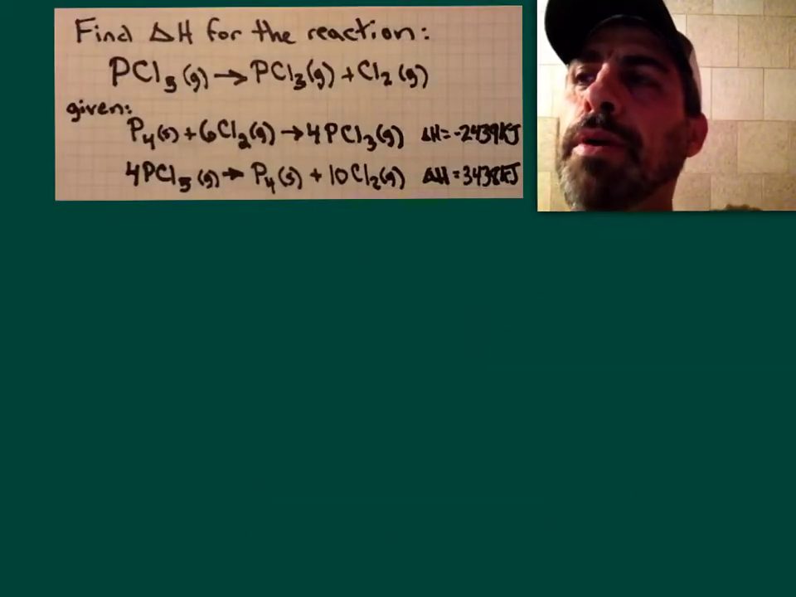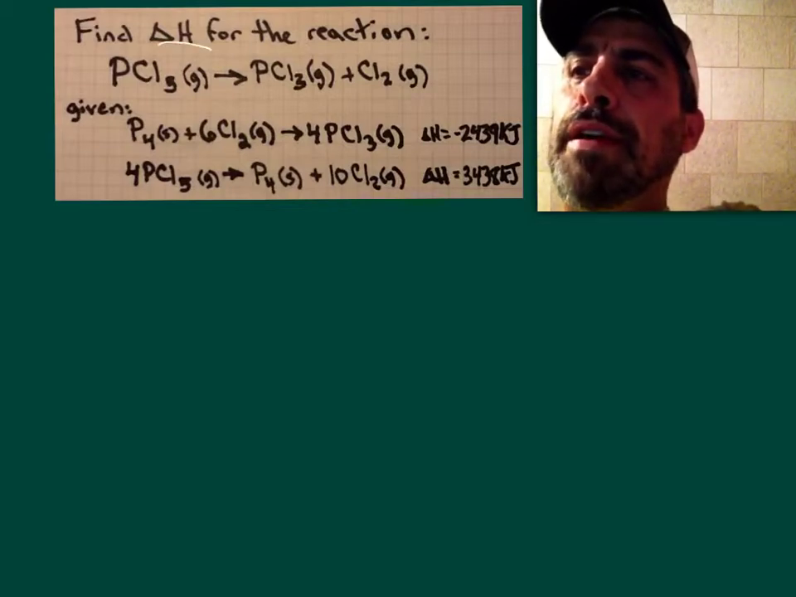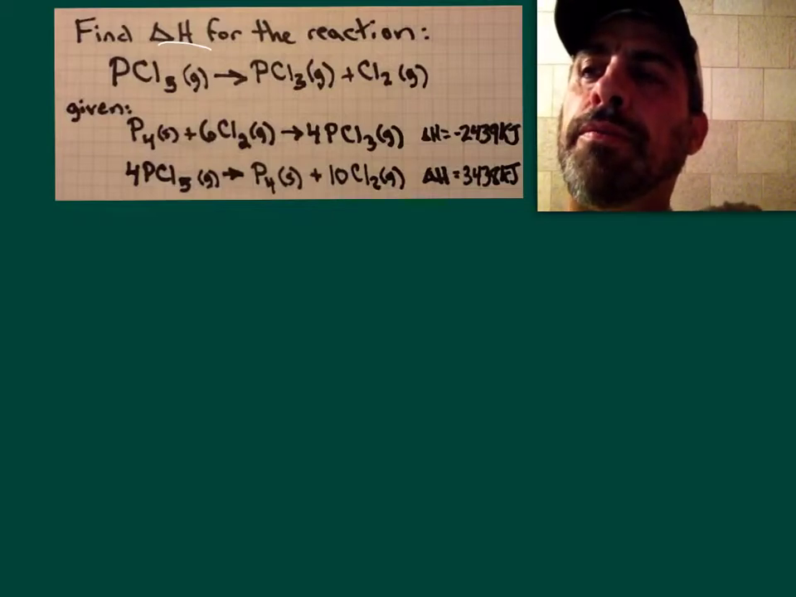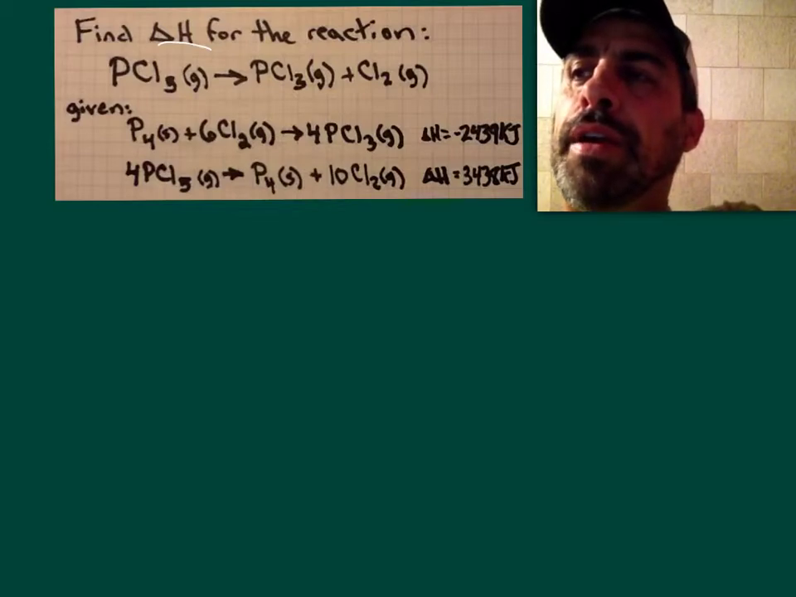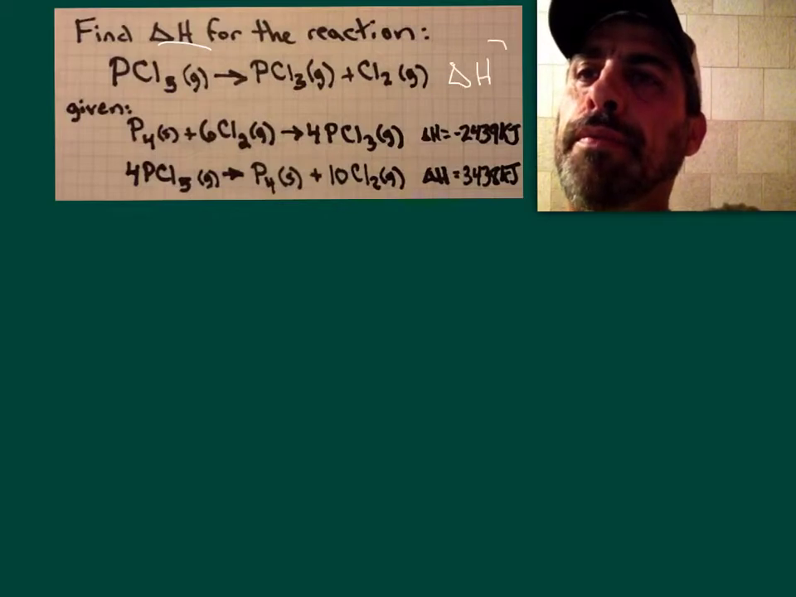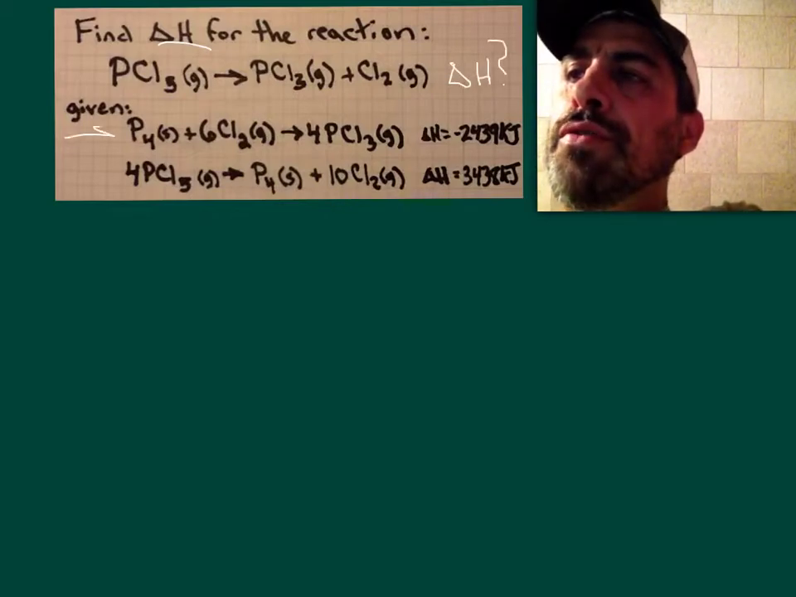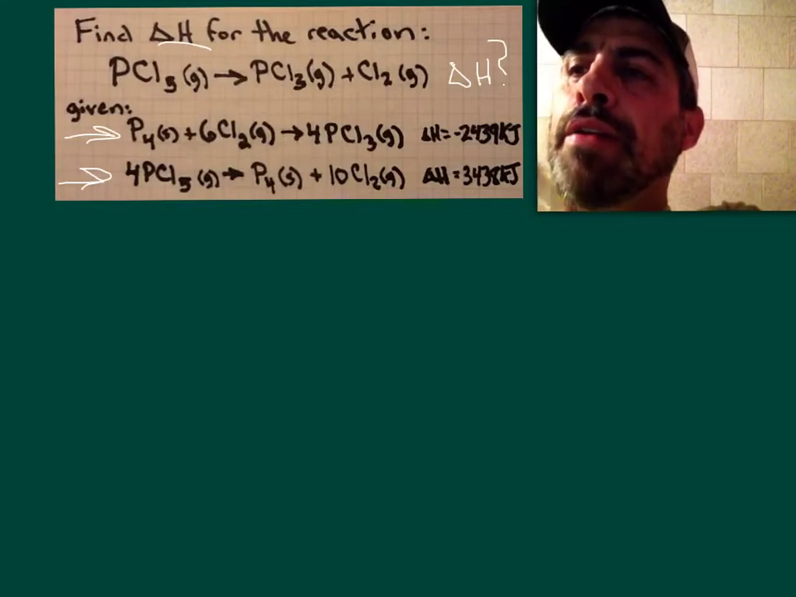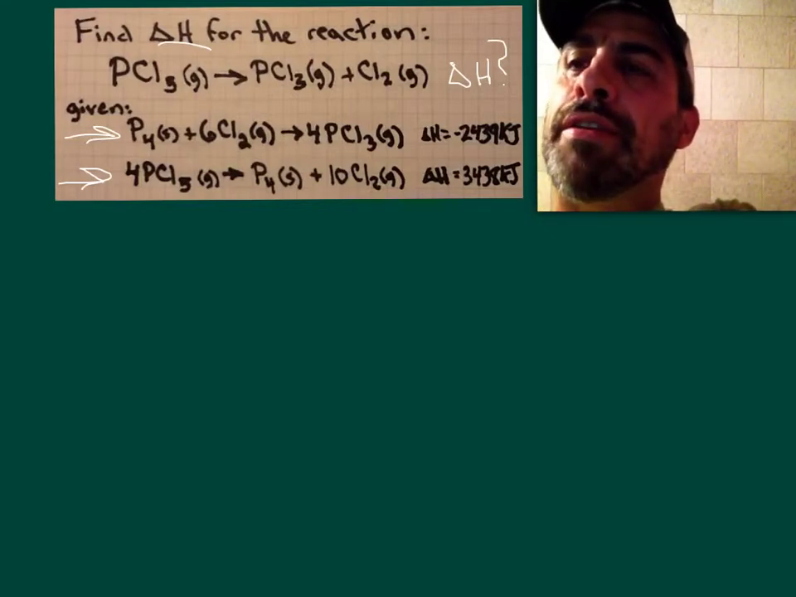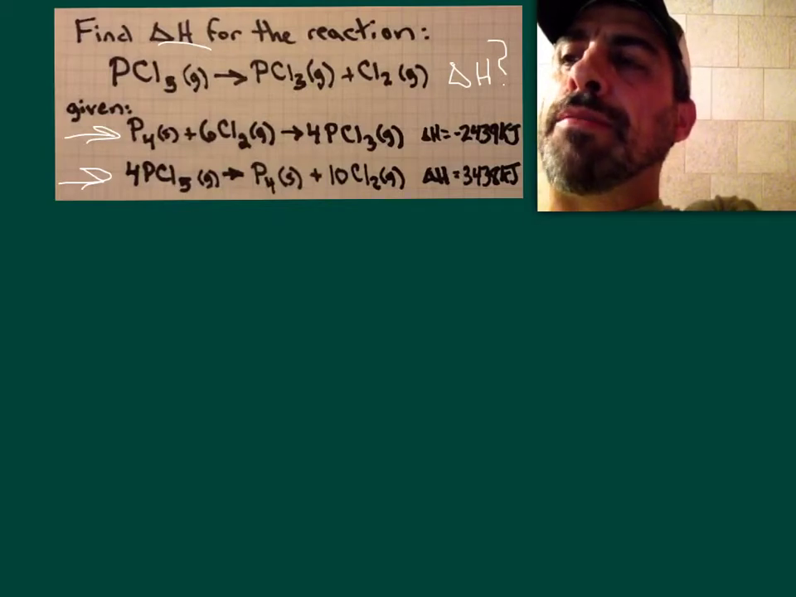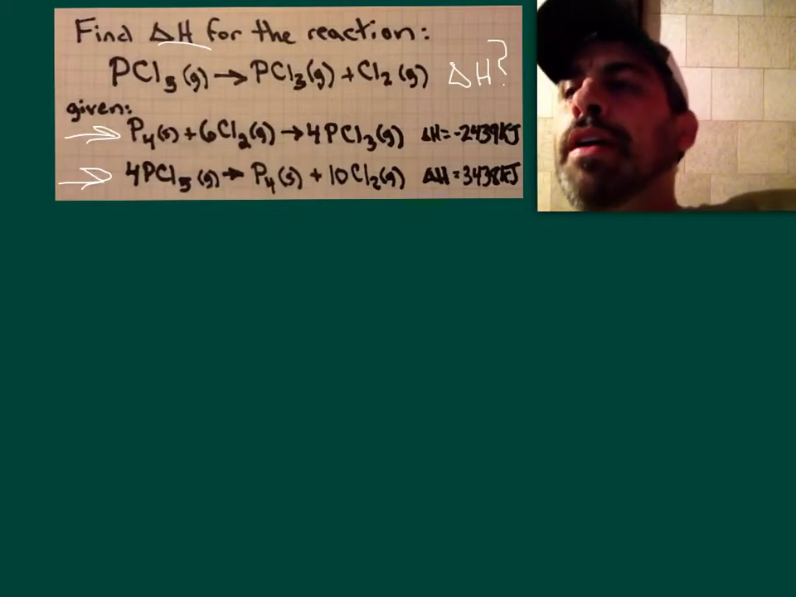Alright, so here's an example problem. Find the enthalpy change for this reaction. PCl5 gas, one reactant, it's a decomposition reaction, producing phosphorus trichloride gas and chlorine gas. And we don't know delta H for this one. But we've got two known reactions that are defined here. And what we want to do is look at how we can combine those two reactions to give us the same reactants and products that we had in the initial reaction.